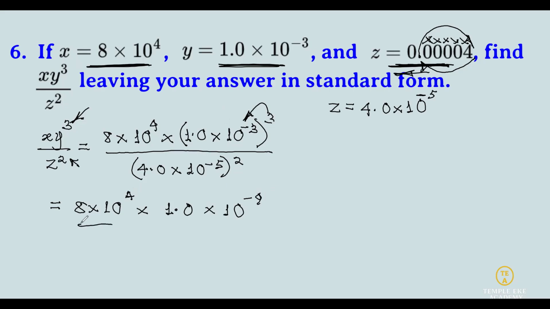Now walk through your way into the denominator. The denominator, of course, the square will be distributed. 4 squared straight away, 16. And we have times 10 to the power, and the 2, we have to simply multiply the minus 5. 2 times minus 5 here. And that is minus 10.